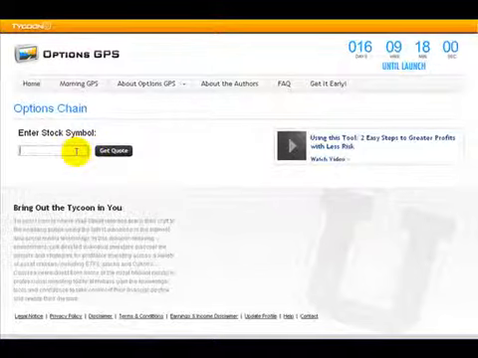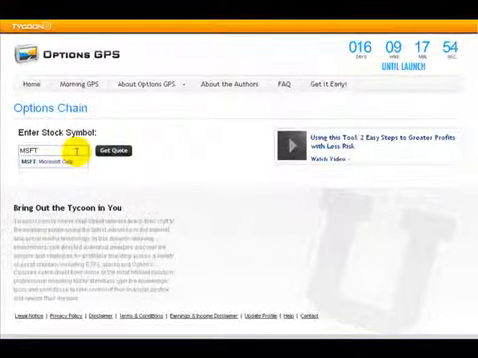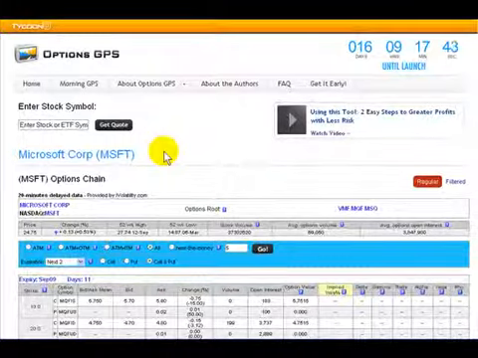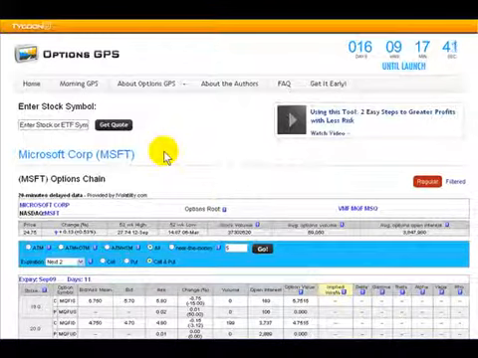I told you I would show you in two simple steps how to find the right option. Number one, entering the stock symbol. I think everybody can handle that. That's Microsoft, MSFT. I'm clicking the get quote button, and you're going to get an options chain. Now, I only picked Microsoft because I was speaking about it earlier today, and I'm not bullish or bearish. I have no opinion. That's not a recommendation.